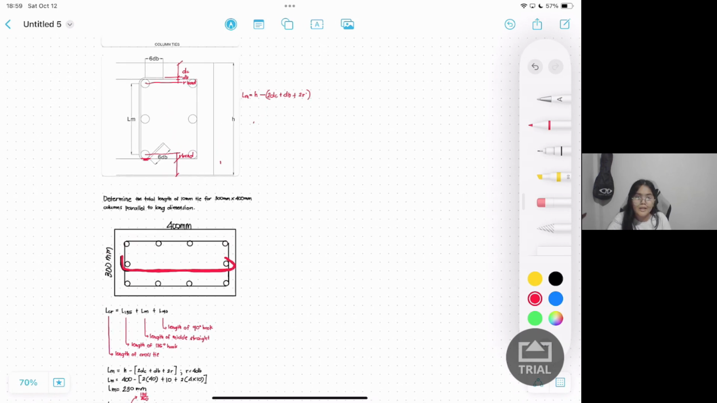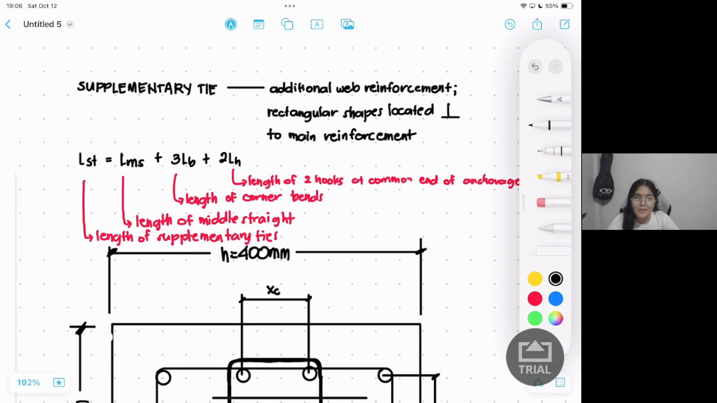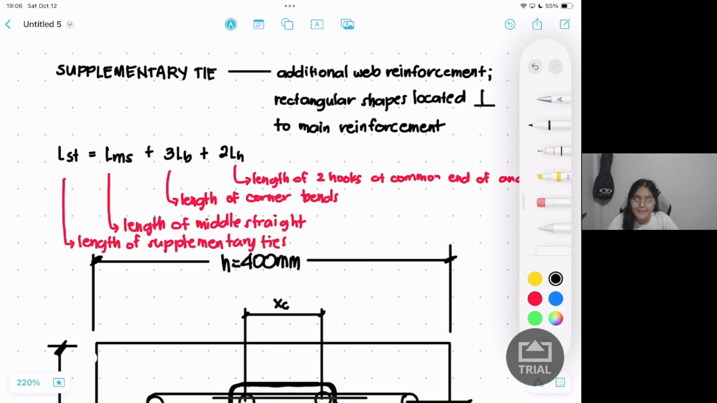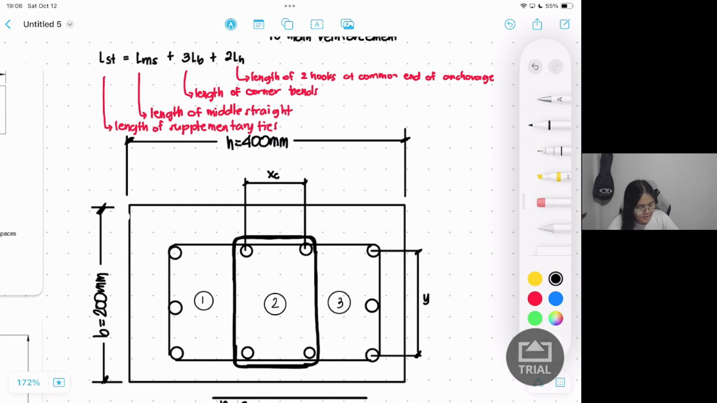Okay, so for next supplementary ties naman tayo. Sa last example naman natin guys ay for the supplementary tie. Okay? So, ang formula na gagamitin nyo dito is LST is equal to LMS plus 3LB plus 2LH. And again, hindi nyo kailangang i-memorize tong formula kasi pwede nyo lang makuha din sa figure nyo. Okay? So, like for this one, yung LMS, yun yung mga middle straight natin.